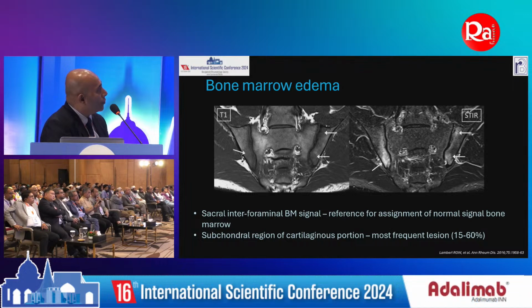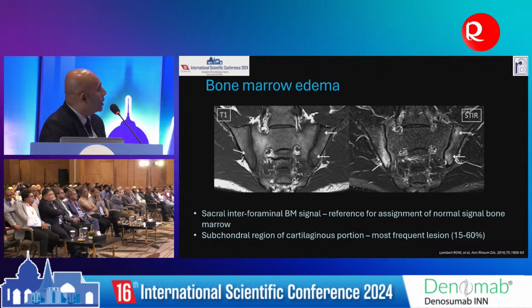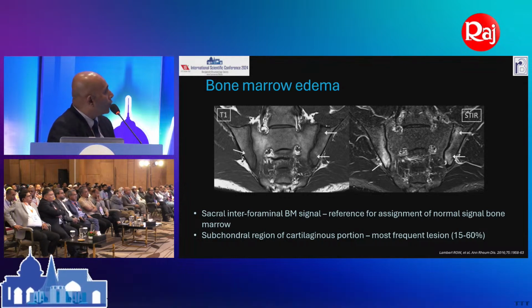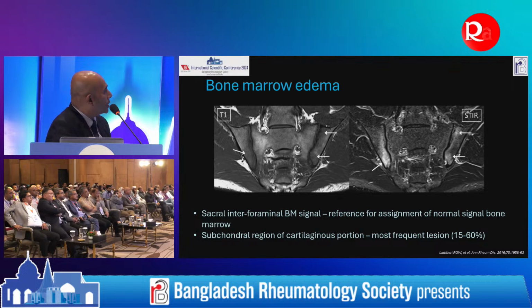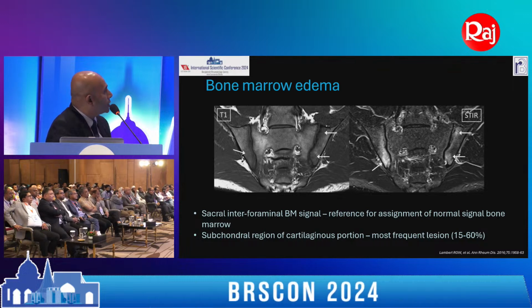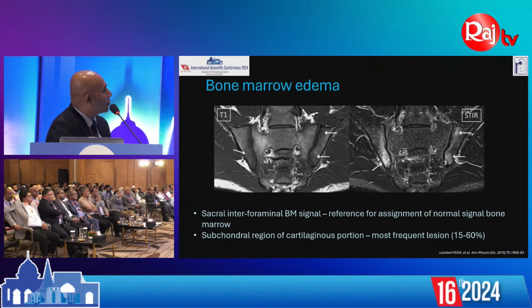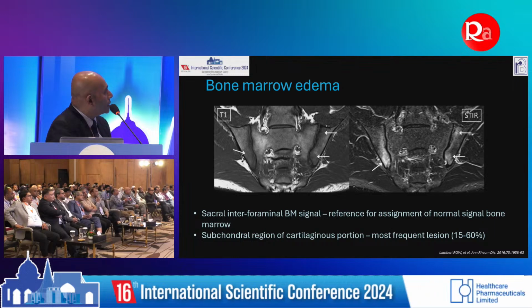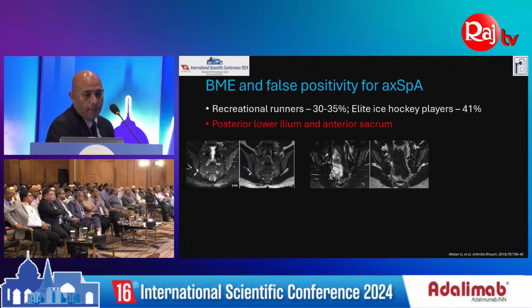Here you have the water sensitive image, which is the STIR, which is quite bright, and here the corresponding T1 is rather a low signal because it's fat. This is water sensitive, this is fat sensitive. What we compare is this part, the interforaminal bone marrow signal, which is the normal reference for assignment of normal signal for bone marrow edema, and the subchondral region is generally the most affected. So unless you have an edema in the subchondral region, it may not be actual bone marrow edema.